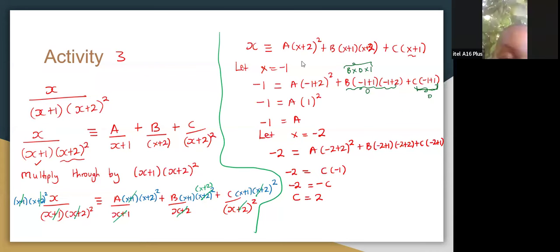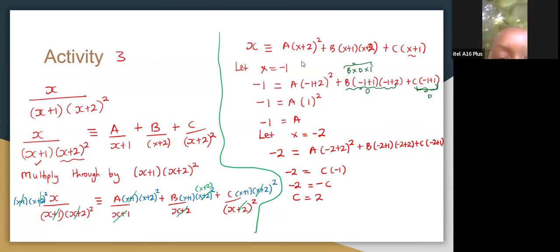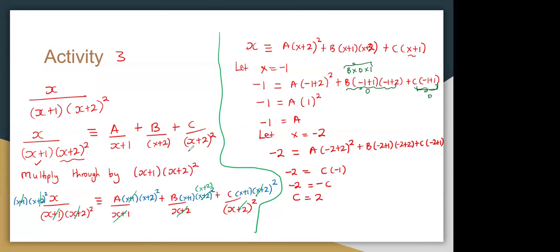Have you just joined? I joined like 20 minutes ago. Yeah, we said, when we were starting this activity, why we square is that we want to ensure that the LCM we have on the left-hand side is the same LCM we have on the right-hand side. The moment you do not square, you are going to have something like this: a over x plus 1 plus b over x plus 2 plus c over x plus 2.